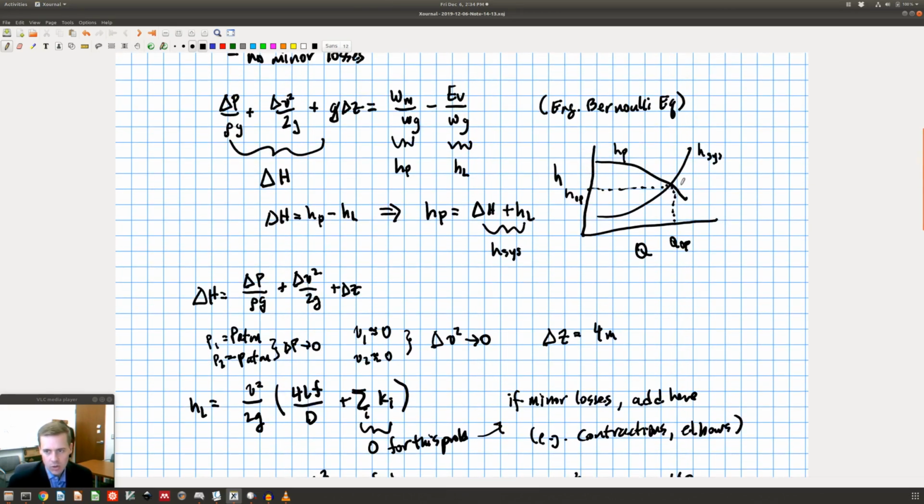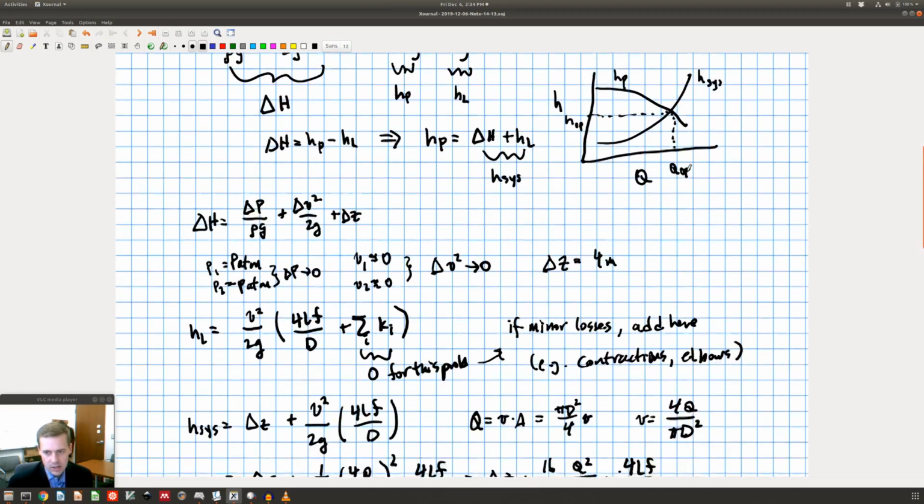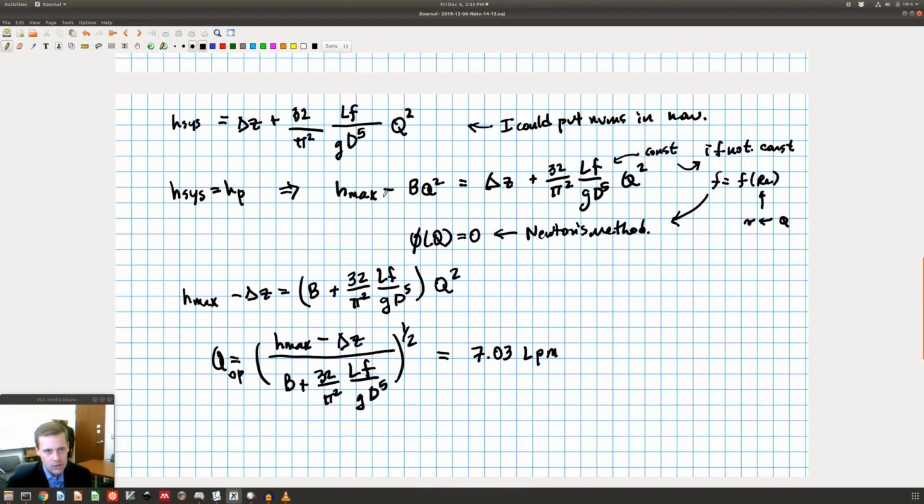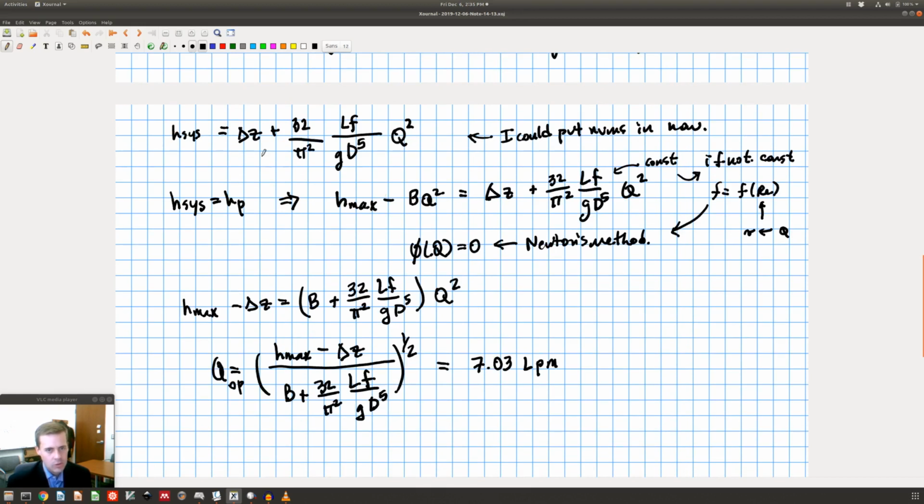All right, so I know where this QOP is. That's QOP right there. So how do I get H? Well, I have to go back and use either one of these formulas. I can either use H system or H pump. Where did I go? H pump right there, to get my flow rate because they're both equal.